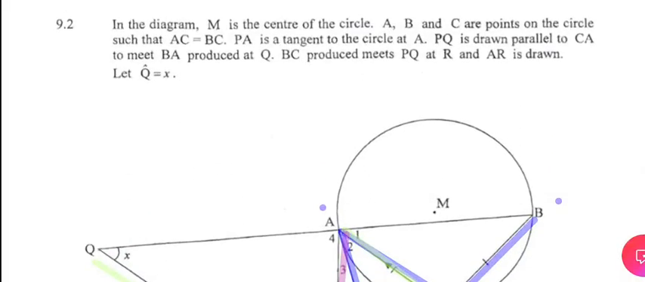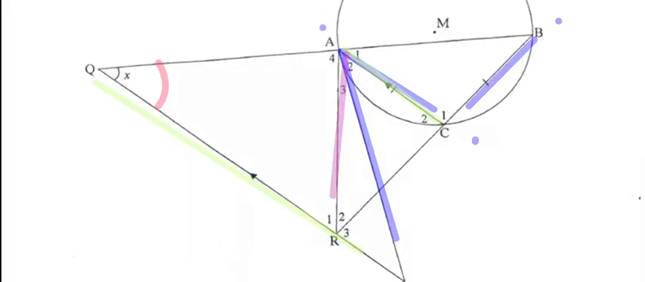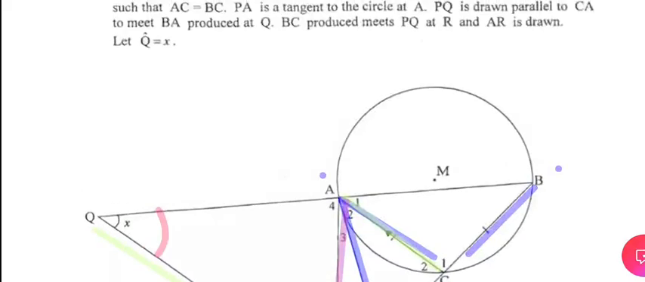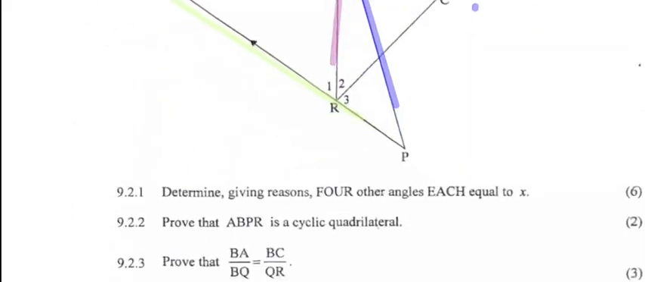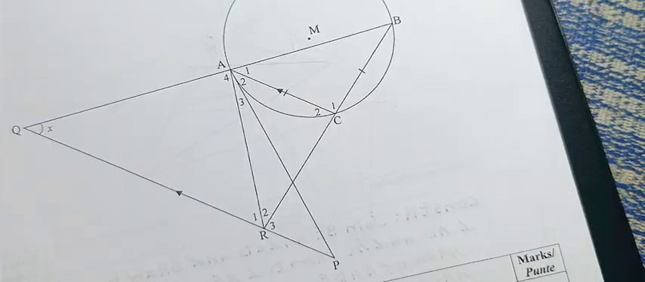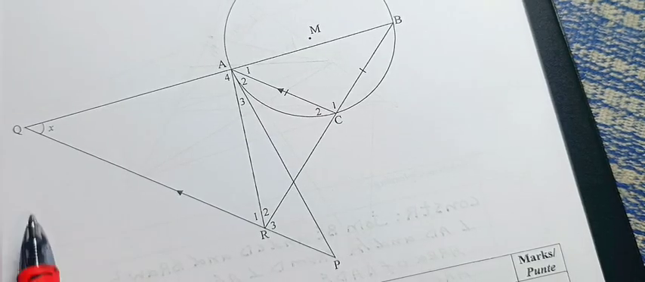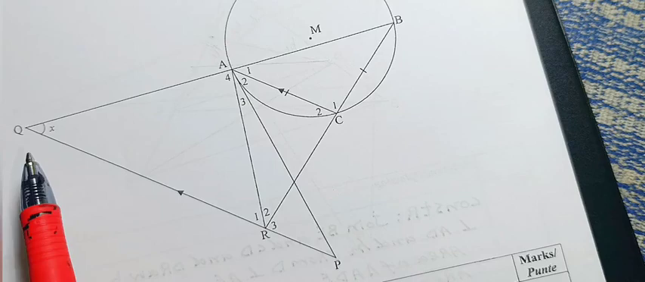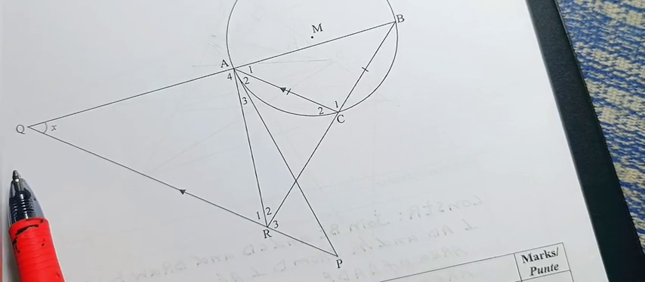Let angle Q be equal to X. So this red angle Q is equal to X. This is the information of the sketch, and he asked different questions. We need to determine all of these. The first one says, determine, giving a reason, four other angles each equal to X. So this is angle Q equal to X. What other angles can be equal to X? We need to give four other angles.